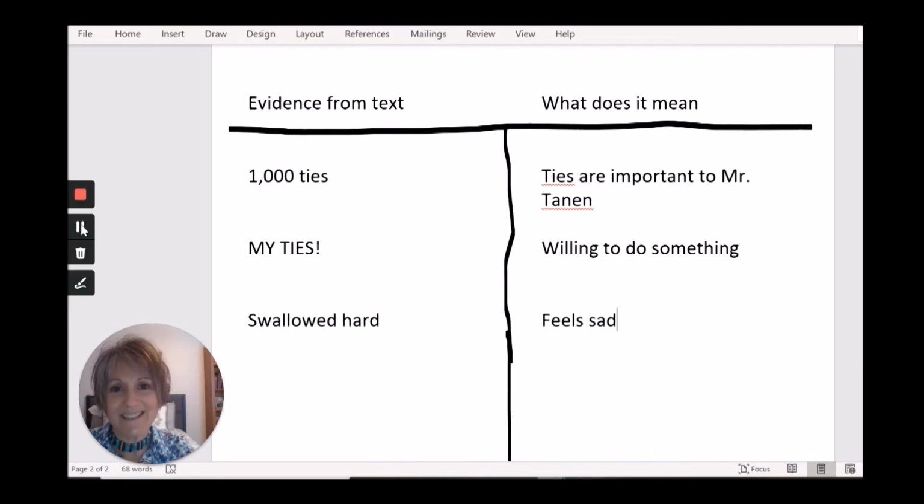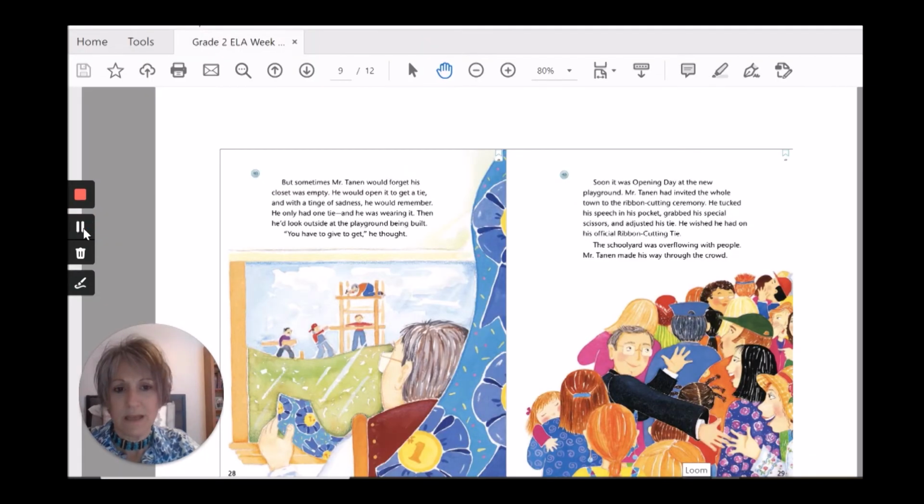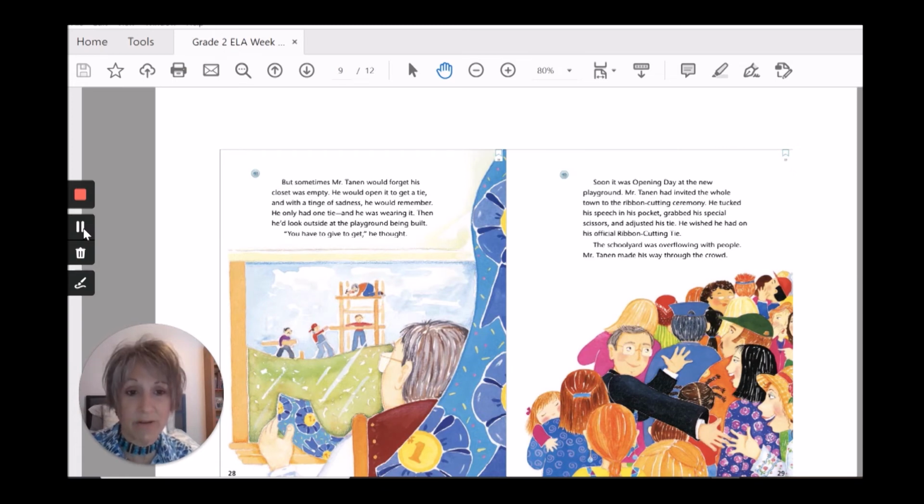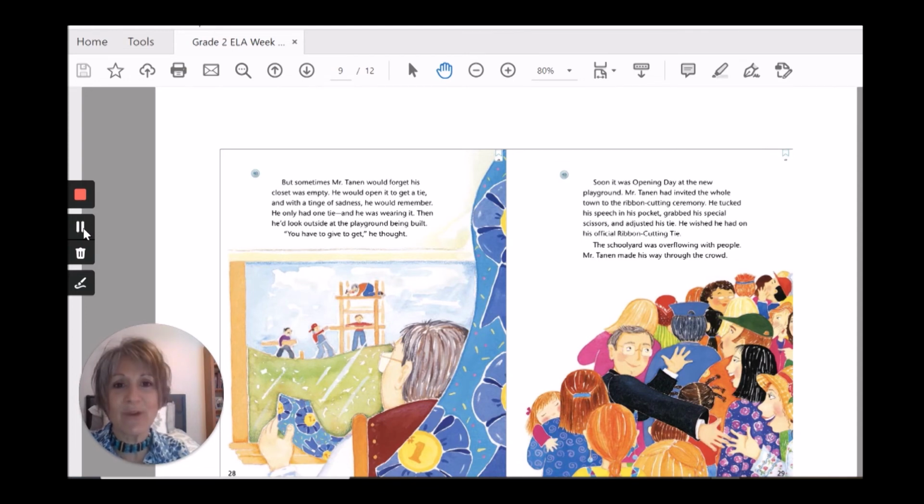Let's go back to our text. Soon it was opening day at the new playground. Mr. Tannen had invited the whole town to the ribbon-cutting ceremony. He tucked his speech in his pocket, grabbed his special scissors, and adjusted his tie. He wished he had on his official ribbon-cutting tie. The schoolyard was overflowing with people. Mr. Tannen made his way through the crowd.